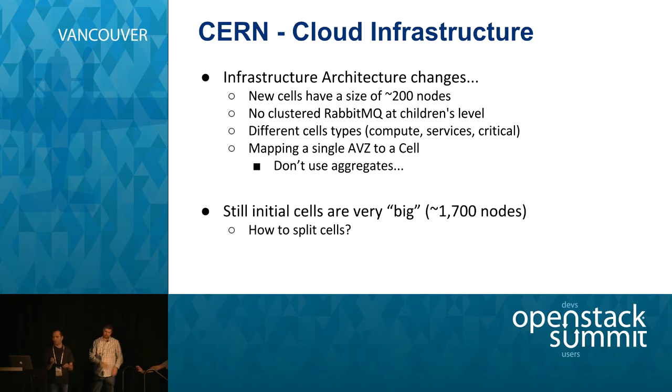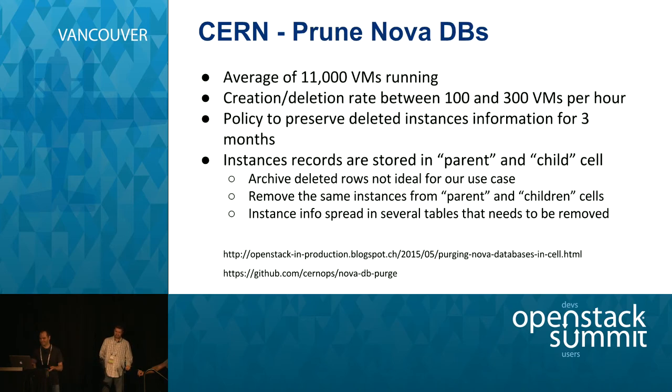Now we map one availability zone to a cell. This means that a cell is only one availability zone. We don't use aggregates anymore in our infrastructure. It turns out that if you have thousands of nodes, managing aggregates is really challenging. We still have big cells, the ones that we set up two years ago. We have cells with 800 nodes. Our biggest one has 1,700 nodes. We are looking at how we can split these cells, possibly in a next talk, next summit.